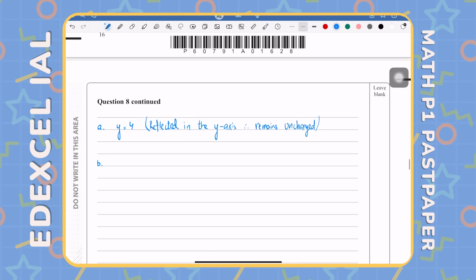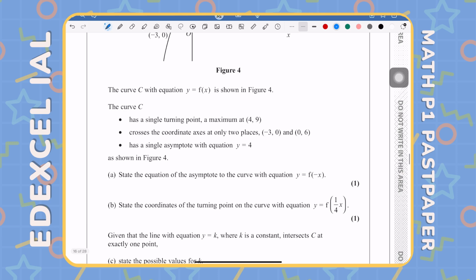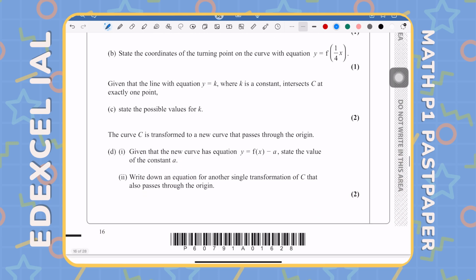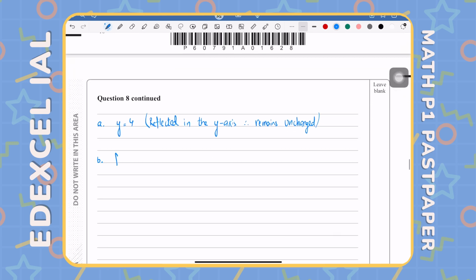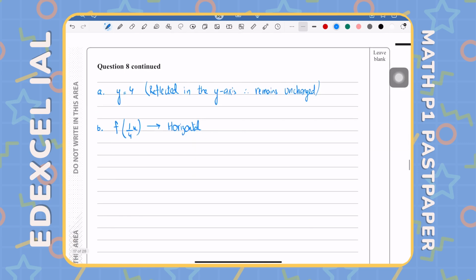Now let's have a look at part B. Part B says, state the coordinates of the turning point of the curve with equation y equals f of 1 upon 4x. First of all, let's understand what transformation this is. This is a horizontal stretch. That's not enough; we also need to write down the scale factor, or stretch factor, which is equal to 4.